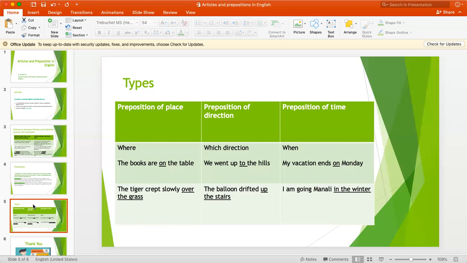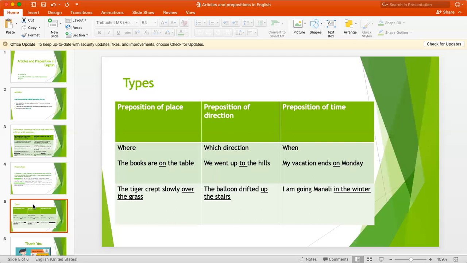All right, let's look at preposition of direction. So here, which direction? We went up to the hills. So we say we went up to the hills and we climbed down to the valleys. So this again indicates which direction. And for example, again using a prepositional phrase, the balloon drifted up the stairs.